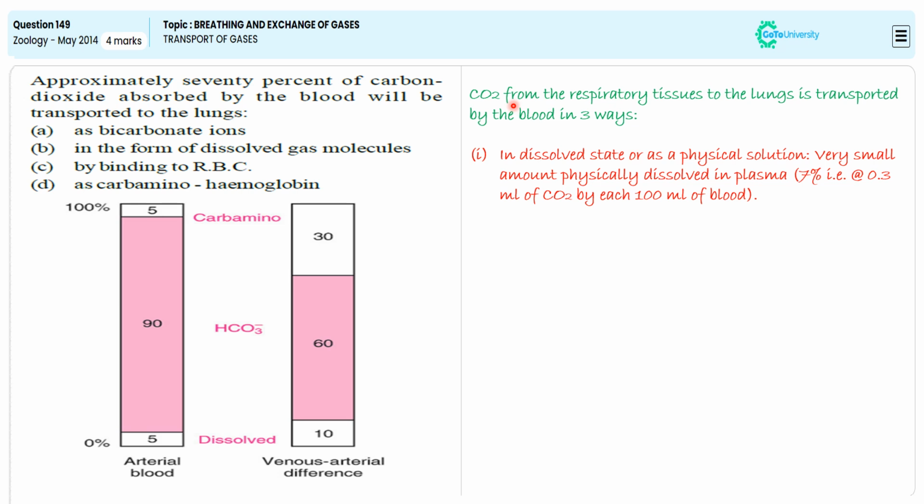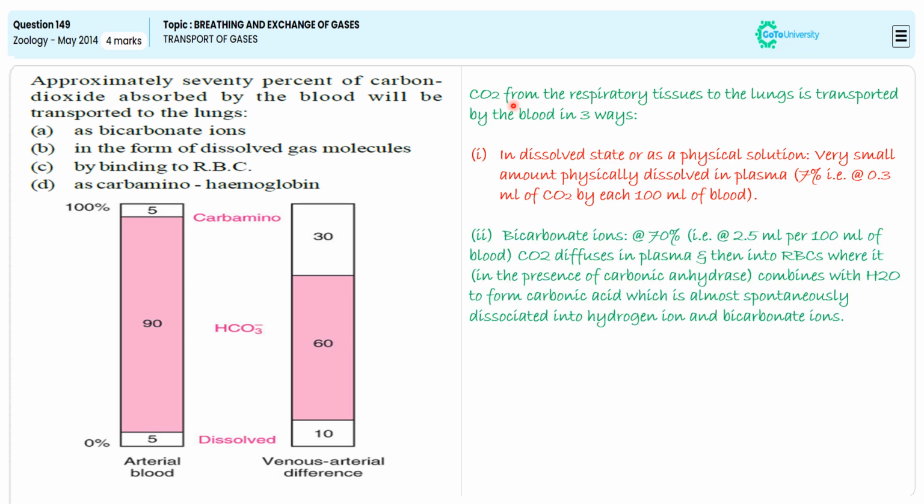Bicarbonate ion transport is coming for about 70%, that means 2.5 ml per 100 ml of the blood. Carbon dioxide diffuses in plasma and then into red blood cell, where in the presence of carbonic anhydrase it combines with water molecule to form the carbonic acid, which is almost spontaneously dissociated into hydrogen ion and bicarbonate ion.